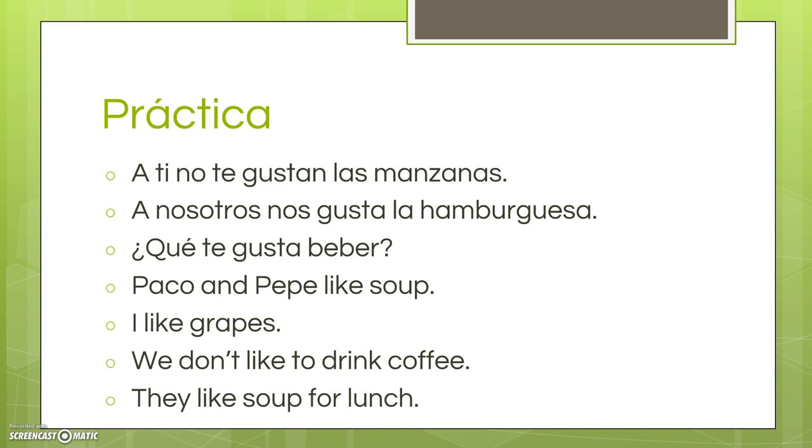Number 4 is, Paco and Pepe like soup. Number 5 is, I like grapes. Number 6 is, we don't like to drink coffee. And number 7 is, they like soup for lunch. Go ahead and try to do these the best that you can before you leave today.